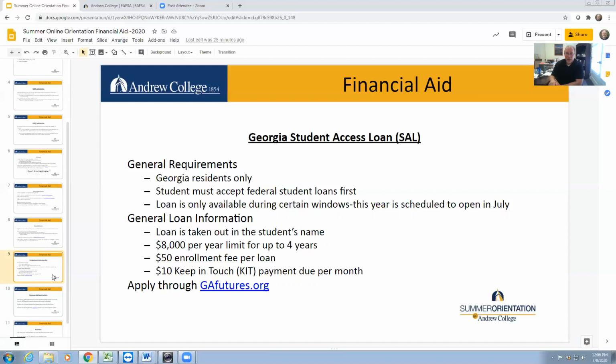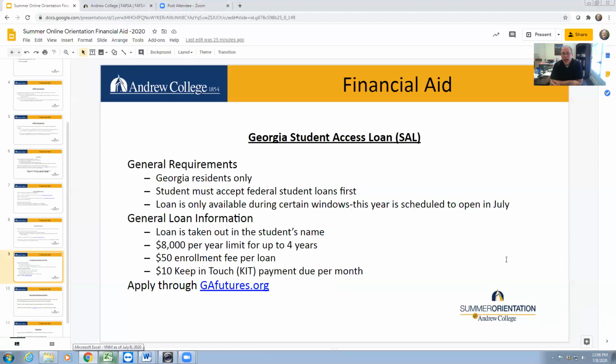If they do not have an outstanding need left, they cannot take this loan. But they are initially eligible for up to $8,000 per year for 4 years. But a student will need to reapply for the loan each year. There's a $50 enrollment fee per loan. So for the fall semester, for example, if a student were taking out the maximum $8,000, it would be $4,000 for the spring, $4,000 for the fall. So the student would actually get $3,950 for the fall and the full $4,000 in the spring.